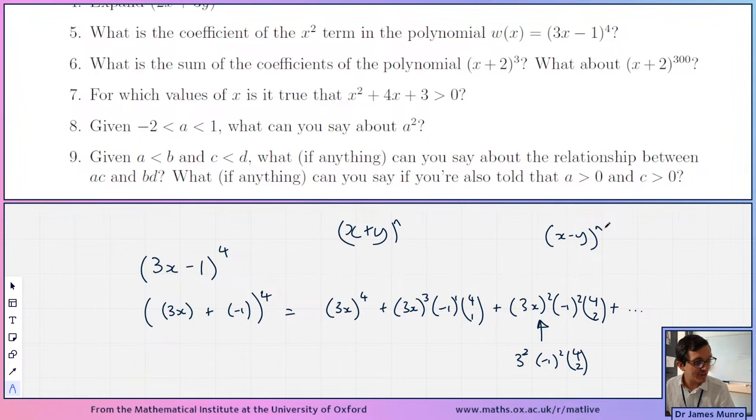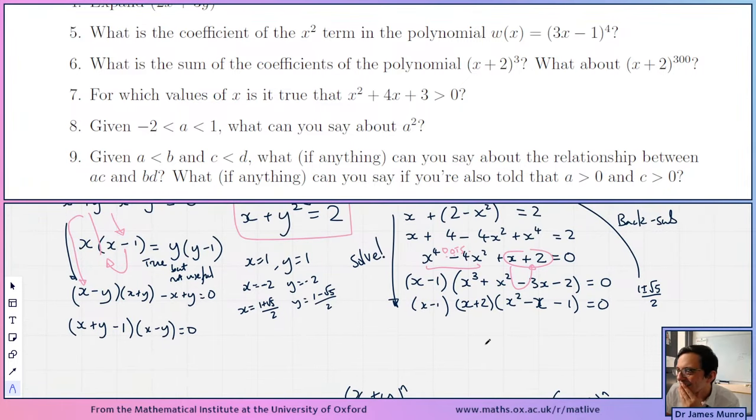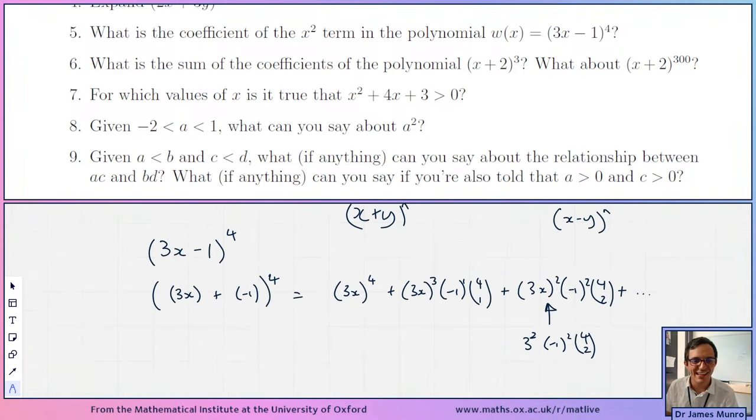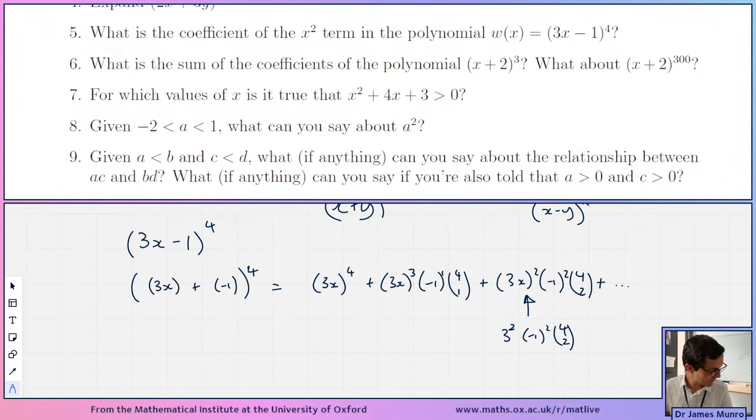Was my factorization wrong? Bother. There's a personal pride now. No, I'm keeping it. Okay, good. Which one was that? That was five.